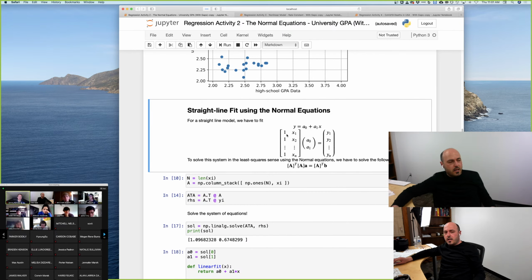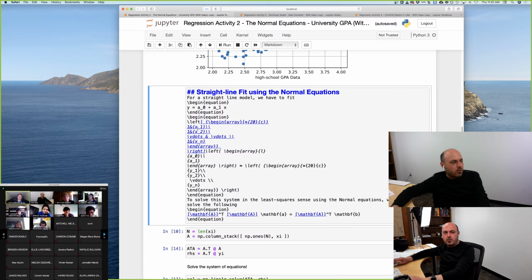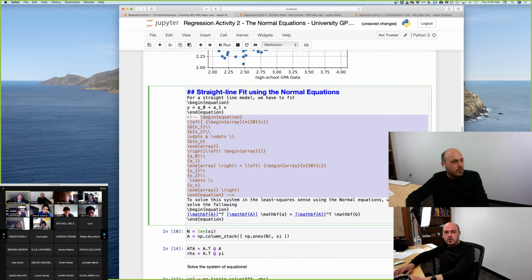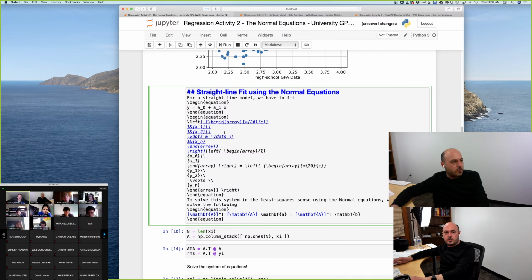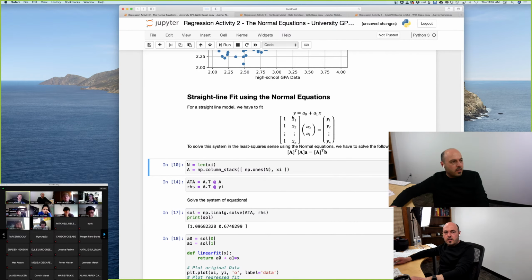This is the A matrix. 1x1, 1x2. It's written incorrectly here. Honestly, this shouldn't be written this way. Let me correct this. The A matrix should just be the A matrix. Okay, so this is your A matrix, ones and x1, x2, etc.